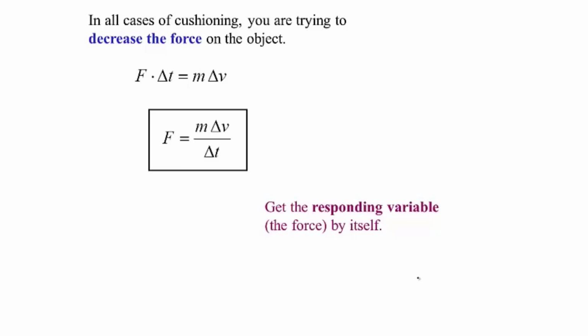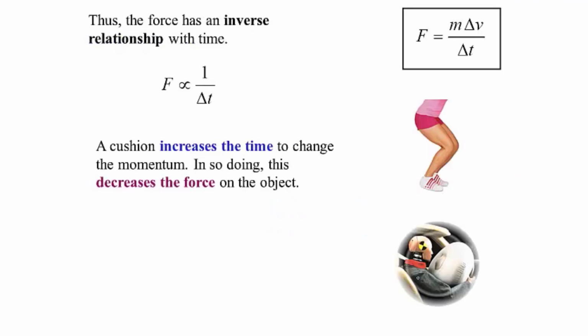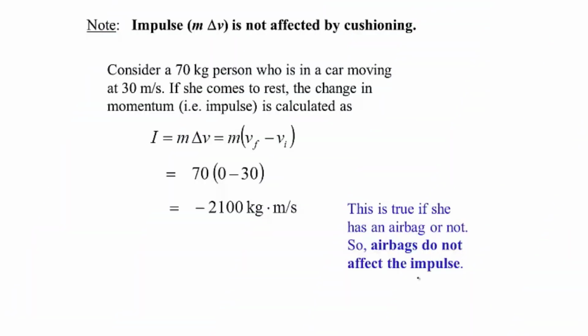So we start off with our formula for impulse, FΔt equals mΔv. You solve for force, and we have F equals mΔv over Δt. We can see from that formula that we've got force on the left, and on the right in the denominator we've got change in time, so it has an inverse relationship. A cushion increases the time to change the momentum. In doing so, this decreases the force on the object. Impulse is not affected by cushioning.